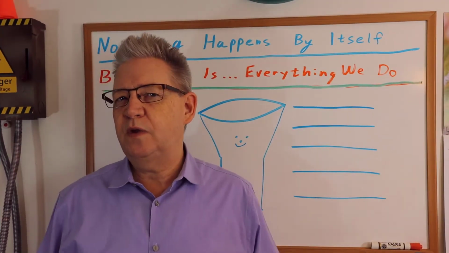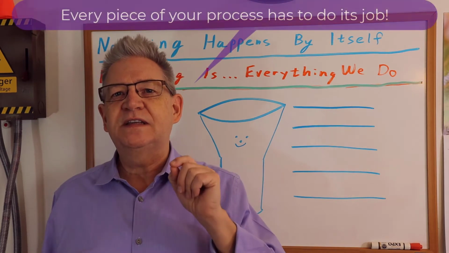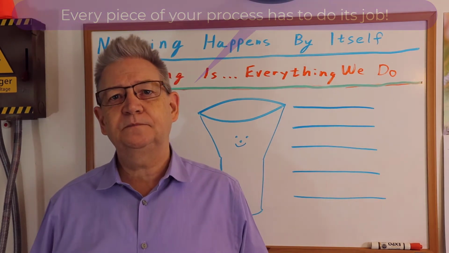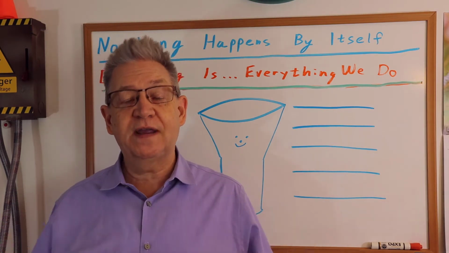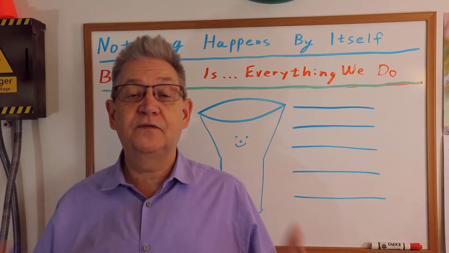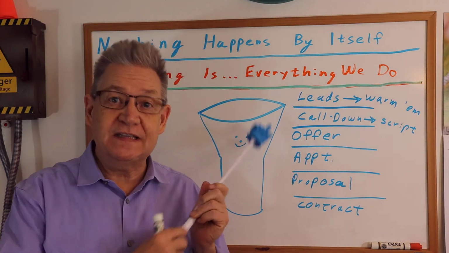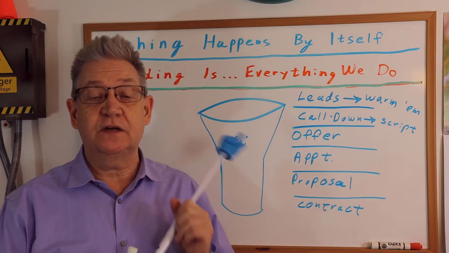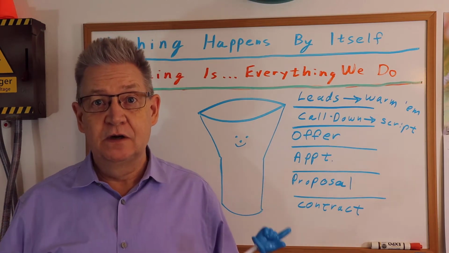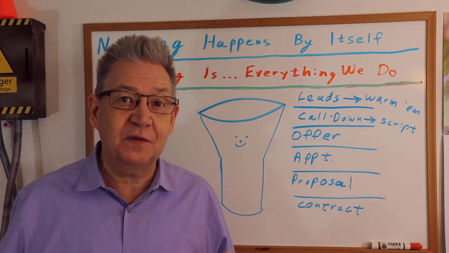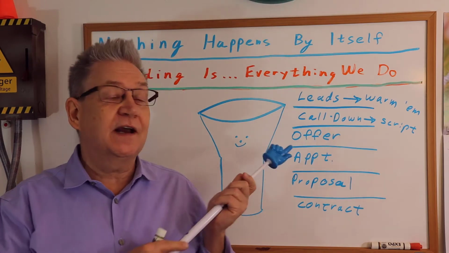So exactly what do we mean when we say every single piece of your process has to do its job? Well, first of all, let's look at what are the pieces of your process. Here you see we have a very simplified sales process. So it starts with leads. So the leads have to do their job. In other words, they have to be good leads. And then you got to warm them up.